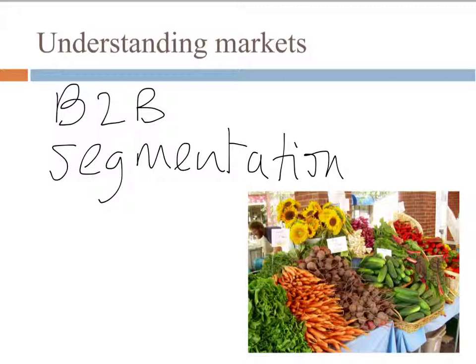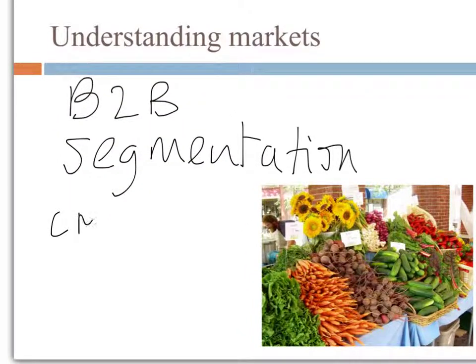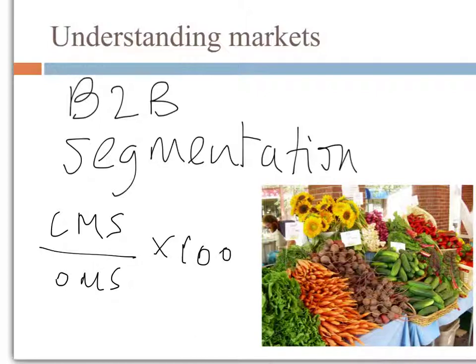Market growth takes place when the size of the market increases, or if it's negative growth, when it decreases. It's normally measured in terms of percent. So in order to work that out, you would need to divide the change in market size by the original market size, then times by 100. Obviously it's a percentage. So the change in market size divided by the original market size times by 100 would give you market growth.